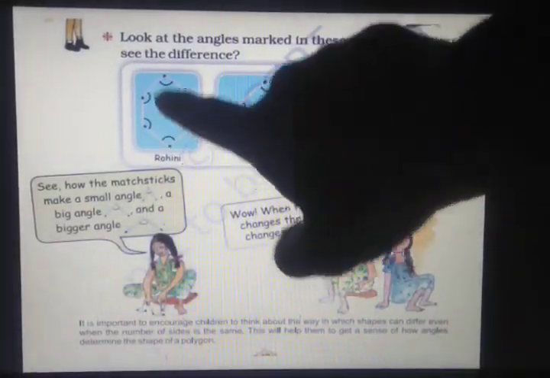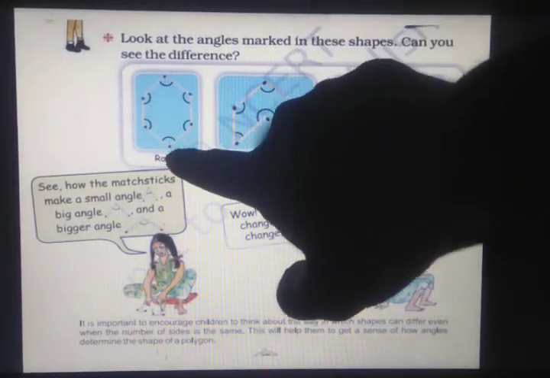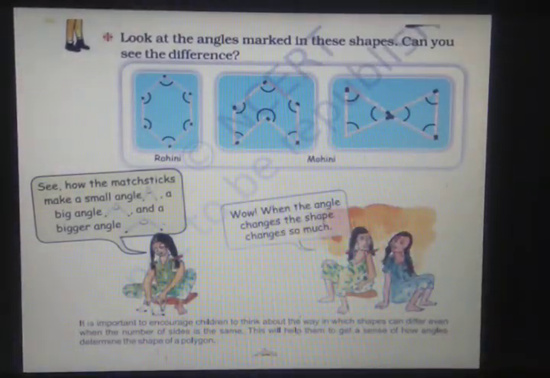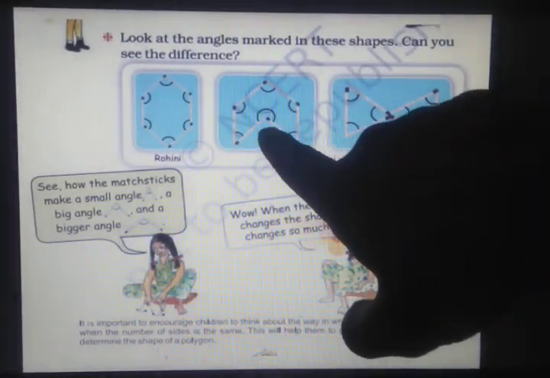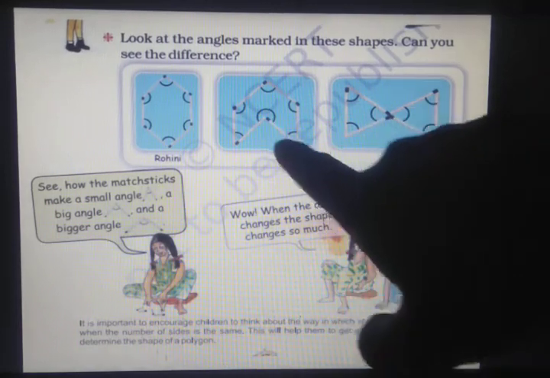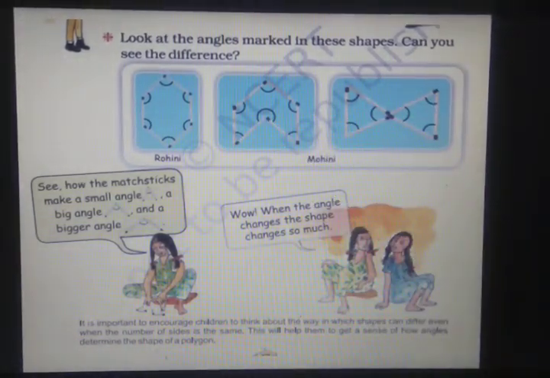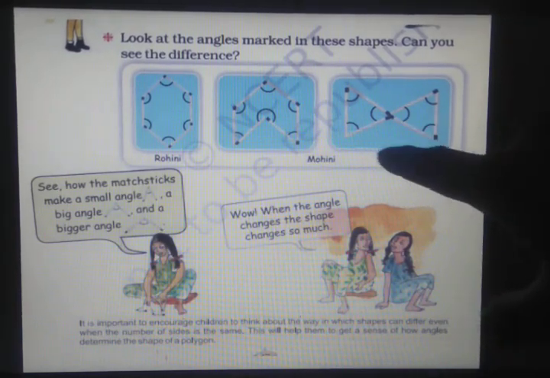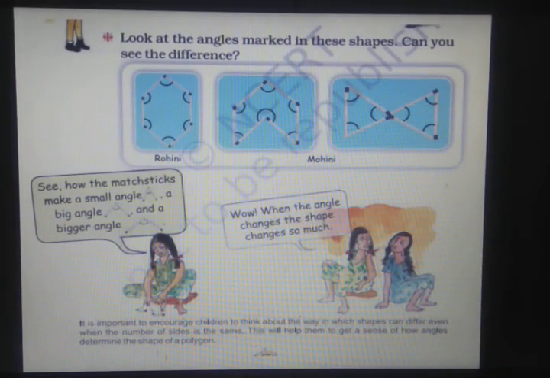Here in this shape, 2 angles are smaller and 4 angles are bigger. While you can see in Mohini's picture shapes, only 1 angle is bigger and the remaining are smaller. In this also you can see none of the angles is bigger. That's why Mohini's angles are incorrect.